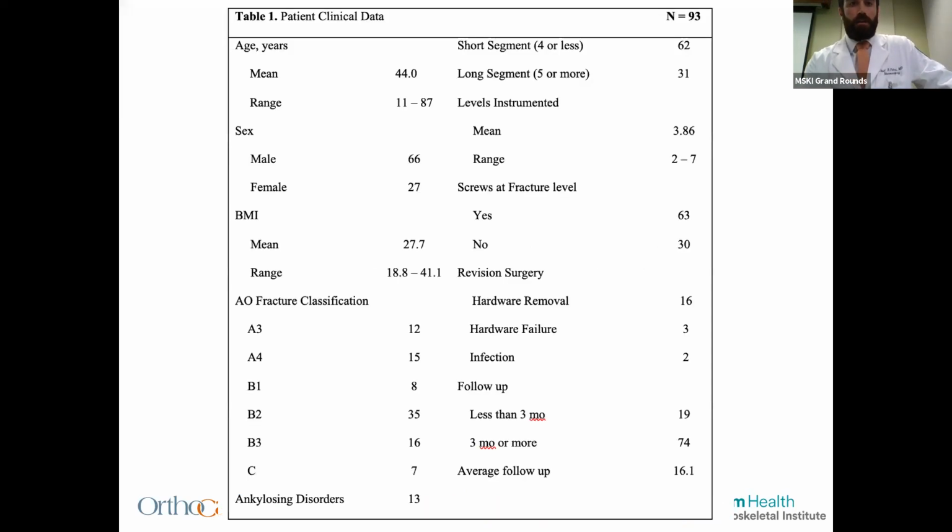And so what we found out of this group of 93: age was 44, BMI was pretty normal, these trauma patients. And then you can look at the AO classification of the fractures. Then for the revision surgery needed, there were 16 that had their hardware removed, 3 where the construct failed and they needed an open surgery revision out of 93, and then 2 were infected.